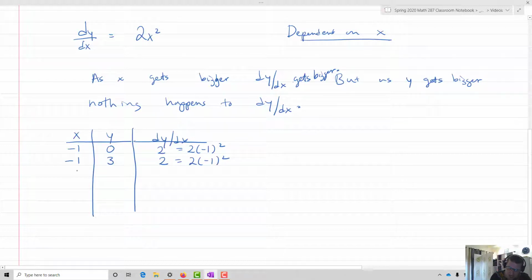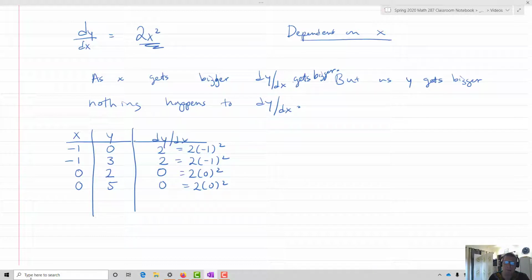But if I change x now, say for example I let x equal 0 and y equal 2, then I get 0, because that's 2 times 0 squared. With 0 and 5, I get 0, because again, we're just having 2 times 0 squared. dy dx is just dependent upon x. And it's going to be really important, because as we change x, what's going to happen to the slope? On the slope field, we're going to end up getting these same slopes.